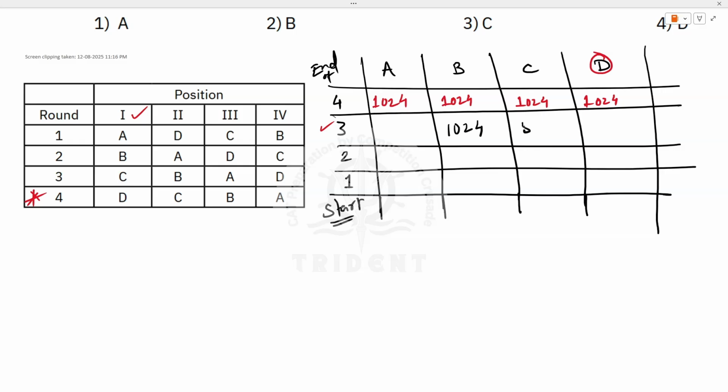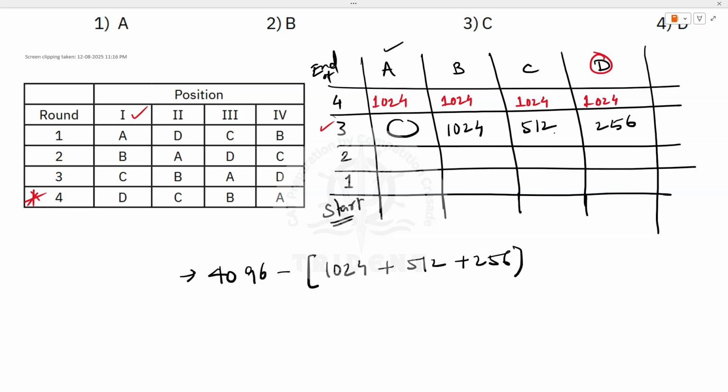Okay. So this becomes a 512 and this becomes a 256. 256, 4 times will become this. Now what about A? Remember that whatever amount of money A loses is what is gained by C and D. Okay, so whatever the amount of money A loses, or you can also think of it in terms of 4096 minus of 1024 plus 512 plus 256, because remember this number is constant and this now acts like a Sudoku. So 4096 minus 1024, 512, 256. The number comes out as 2304.